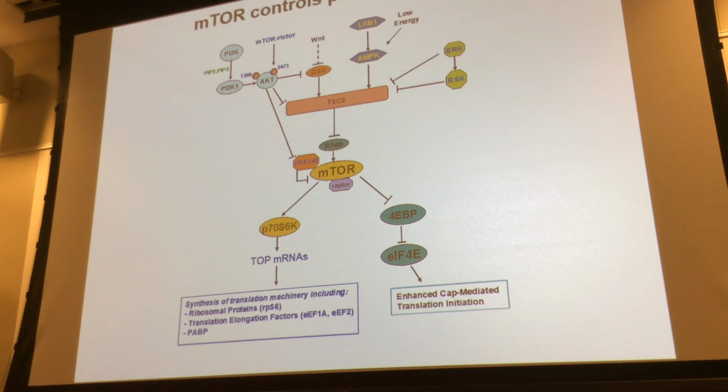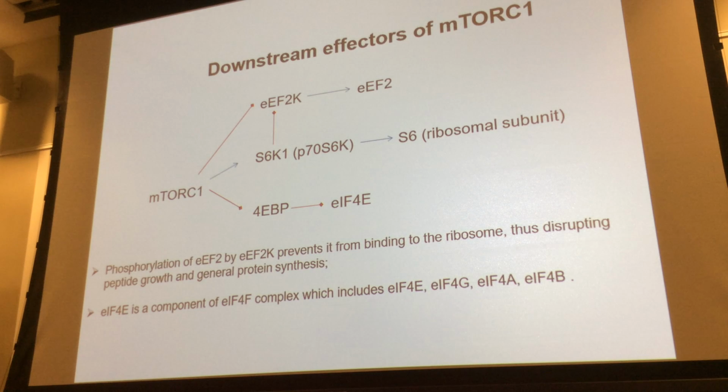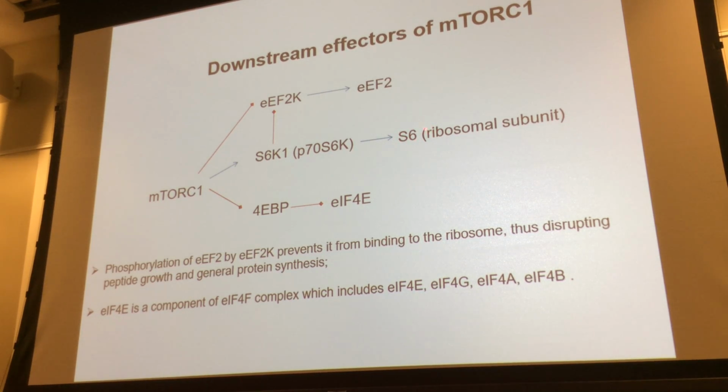But let's move on to the next slide, which is probably easier for you to understand. All right, so this is what I drew. Of course, it's oversimplified about the downstream. So let's just go over this again. mTORC1 activates S6 kinase 1, which used to be called P70 S6 kinase, and that leads to S6 phosphorylation and also the synthesis of S6, along with other TOP proteins.